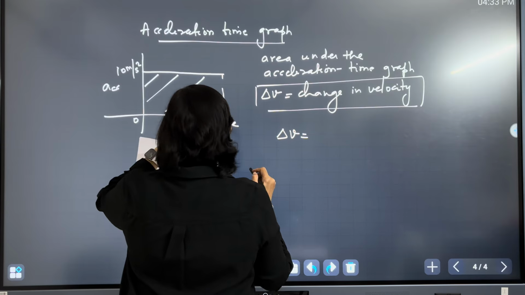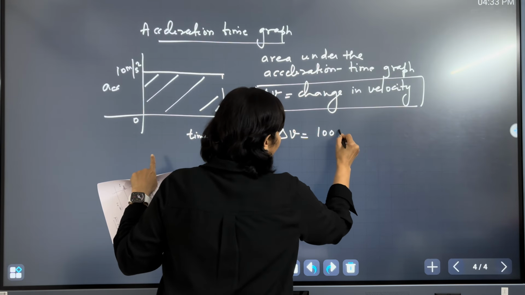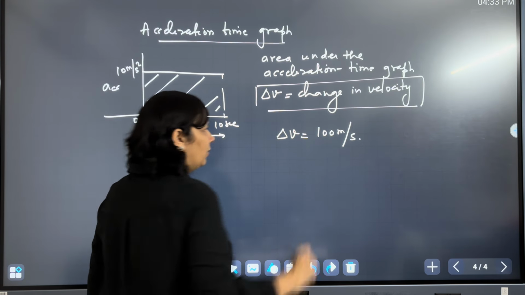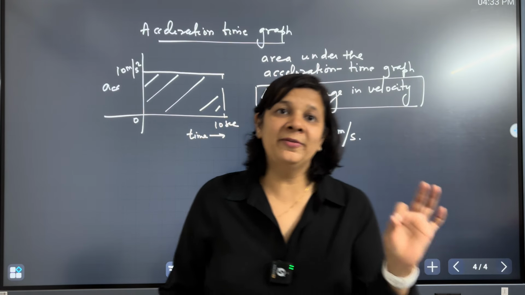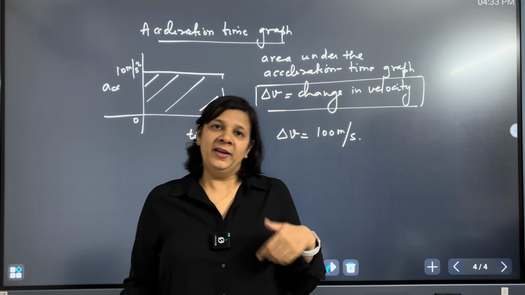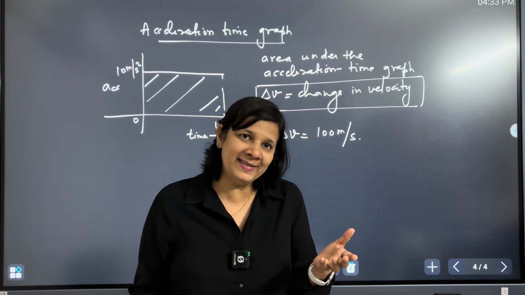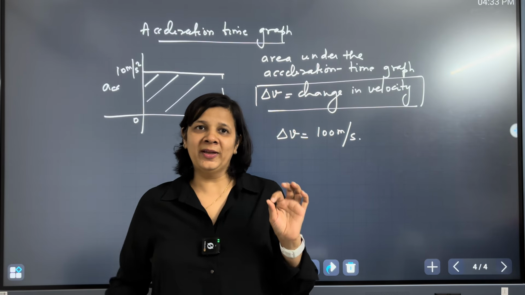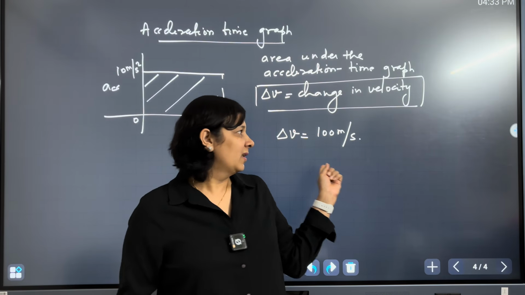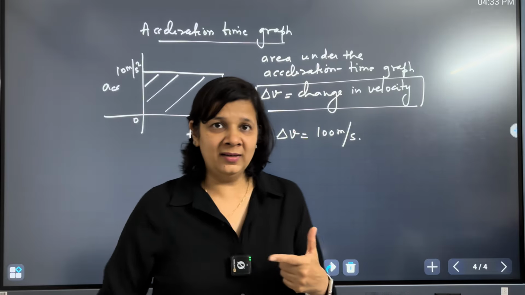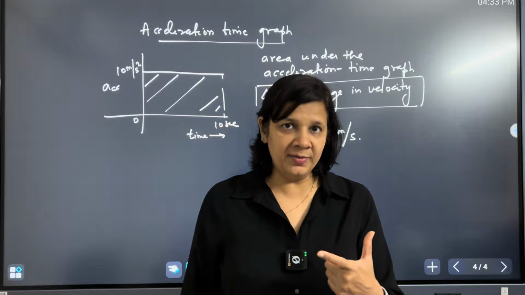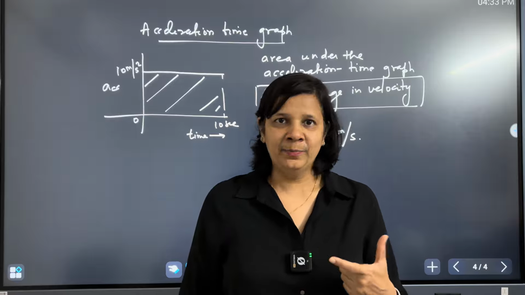Okay, it means that from this graph the change in velocity is 10 meter per second square into 10 second, you will get 100 meter per second. What's the meaning of this? Again, we do not know the initial and final velocity of the object. If I tell you that the object started from rest, then you can tell that the final velocity of the object was 100 meter per second, right? Because the change in velocity of 100 meter per second was in 10 seconds, right?